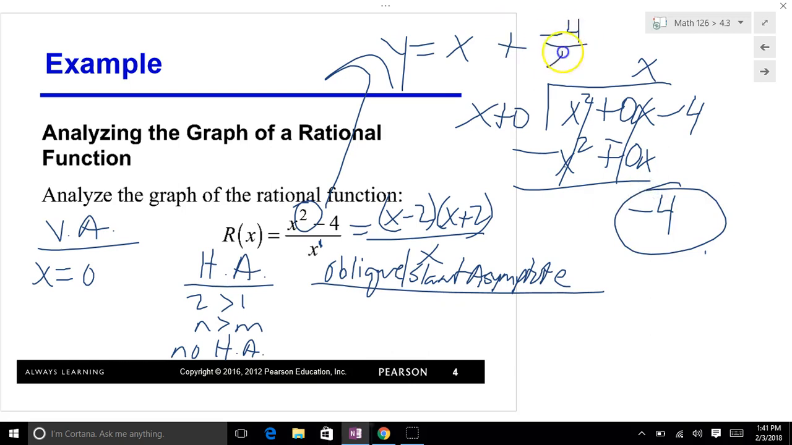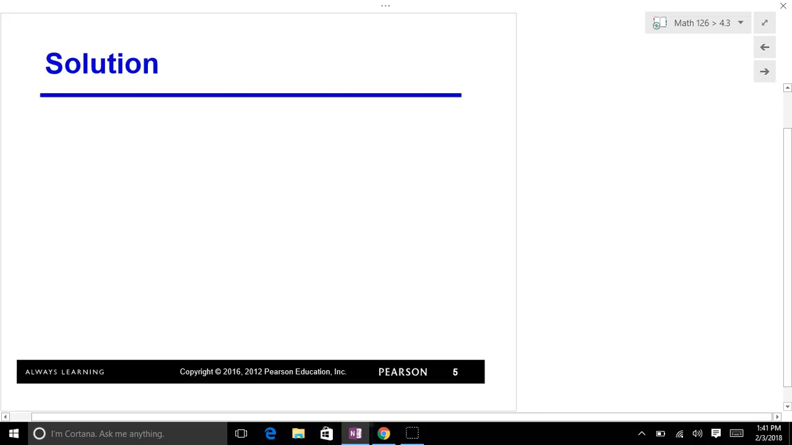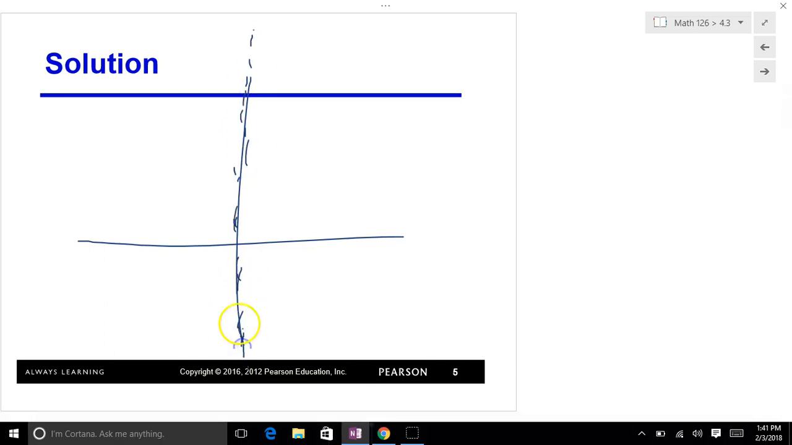Negative 4 over x. This right here is your slant asymptote, the quotient there. So y equals x. From this point now, we've got x equals 0, vertical asymptote, and y equals x. So x equals 0 is our vertical asymptote. It's never going to touch this. x equals 0, our y-axis in this case. And then we've got y equals x as our slant asymptote.